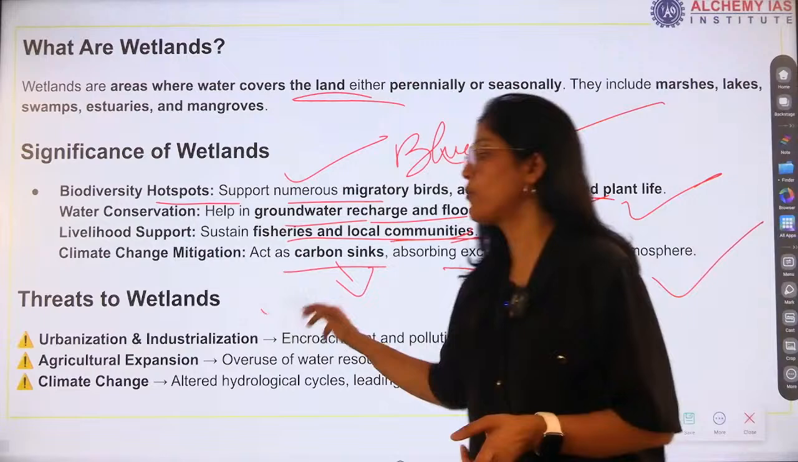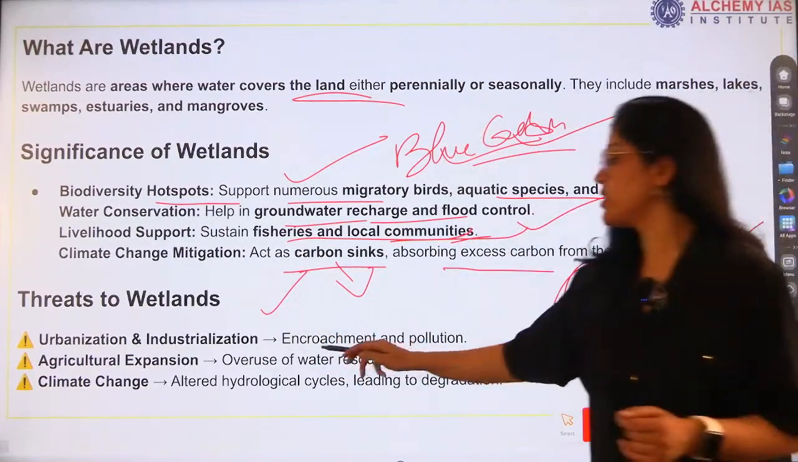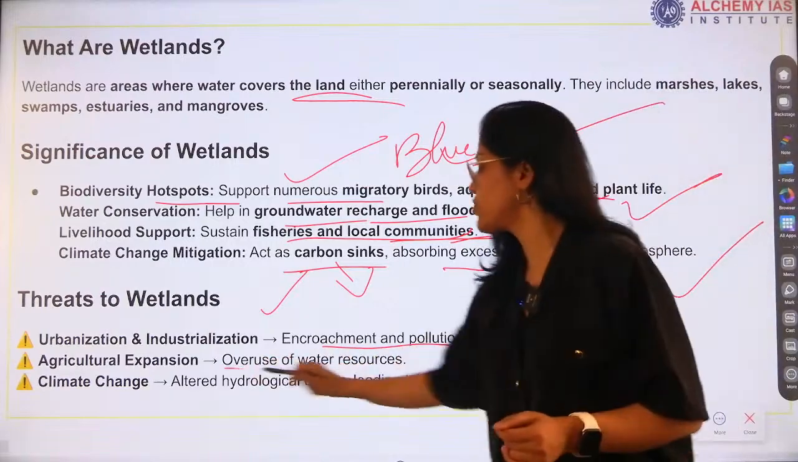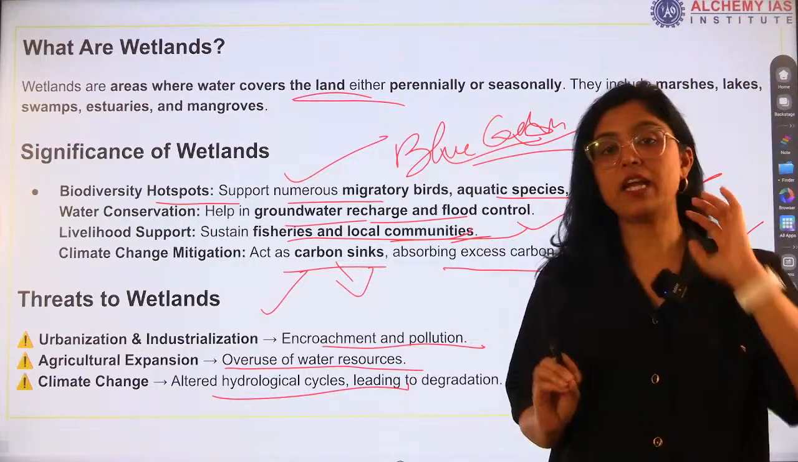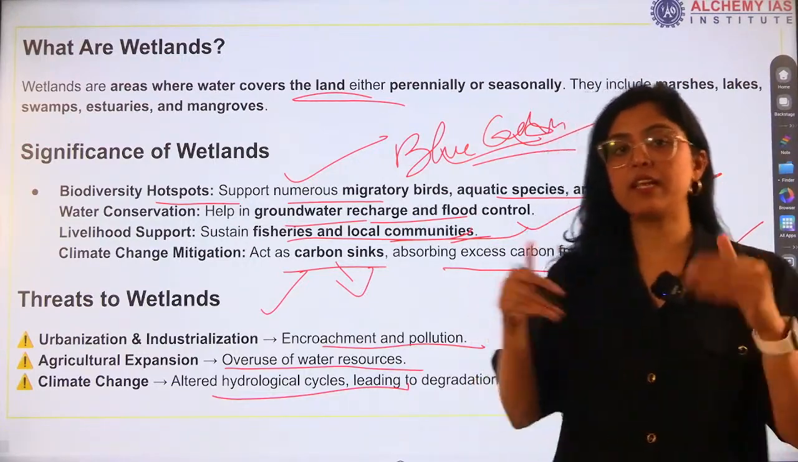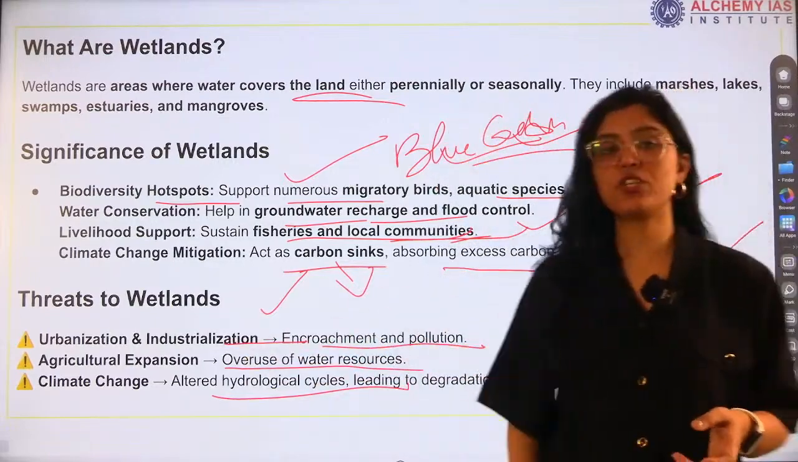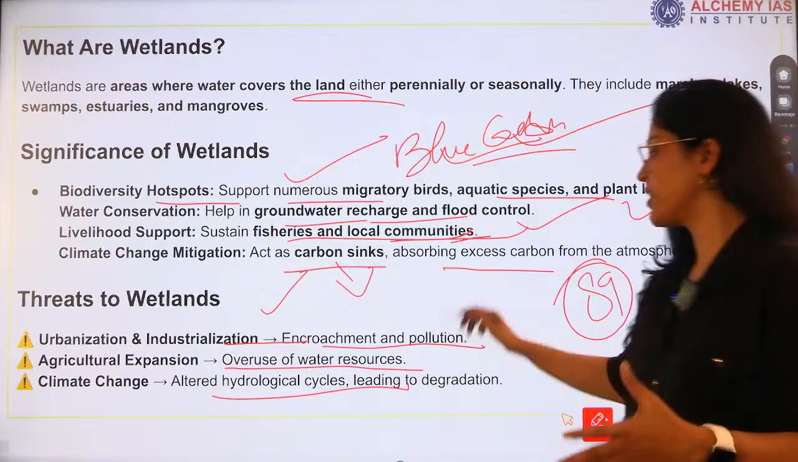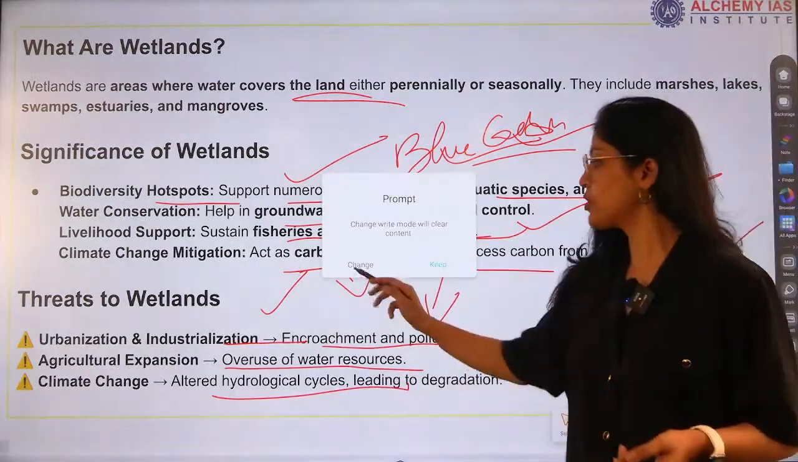Threats to wetlands. What are the threats to wetlands? First is urbanization, industrialization. Second is agricultural expansion. Third is climate change. These all are affecting the wetlands. Human population is increasing day by day, so they are encroaching on the wetlands. They are damaging the wetlands. And industrialization, right? So the wetland is being used as a waste dumping ground. Yes or no?